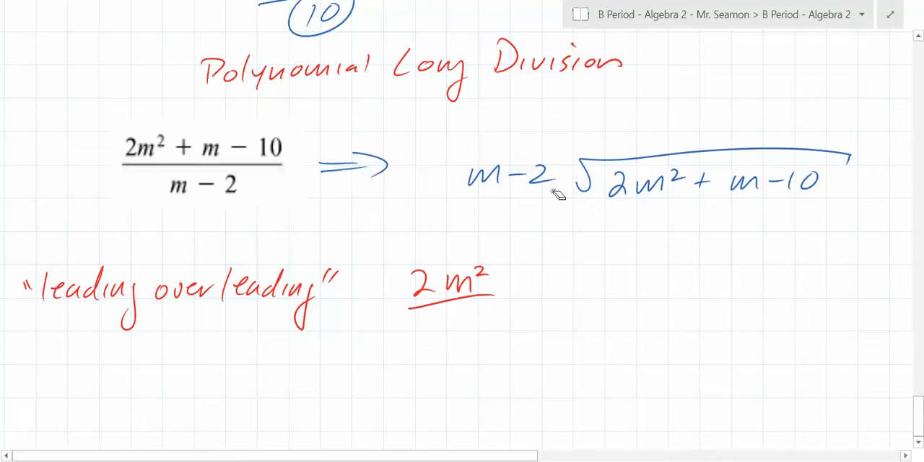What is the leading term? No, m minus 2 is the whole thing. M is the leading term. What's 2m squared over m? 2m. Yes, so then you put it up here.